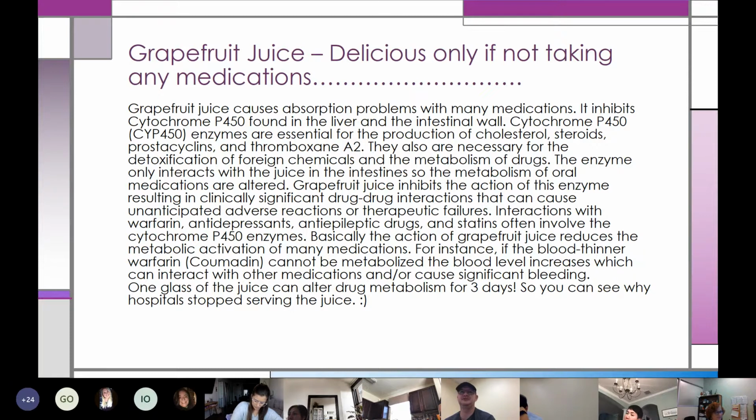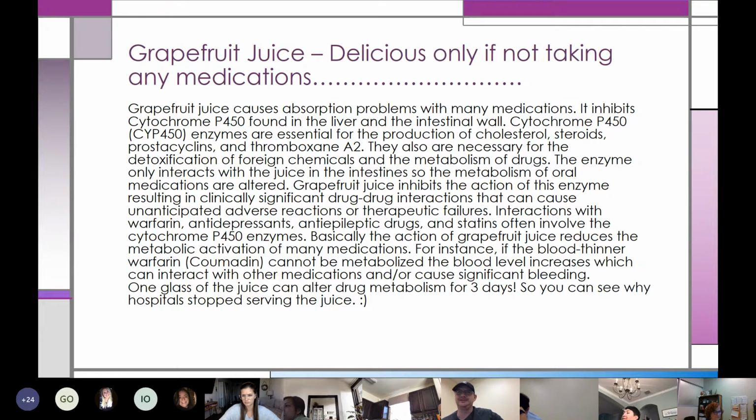Cytochrome P450 enzymes are essential for the production of cholesterol, steroids, prostacyclins, and thromboxane A2. They are also necessary for the detoxification of foreign chemicals and the metabolism of drugs. The enzyme only interacts with the juice in the intestines, so the metabolism of oral medications is altered.